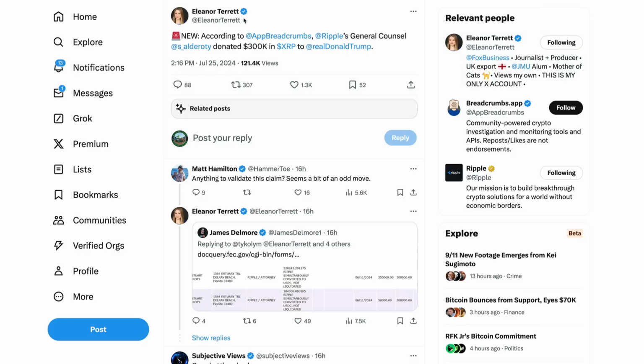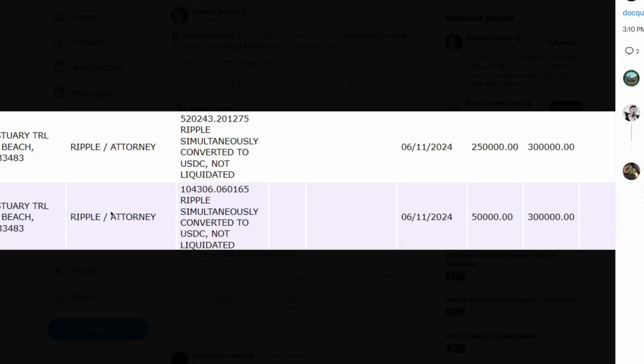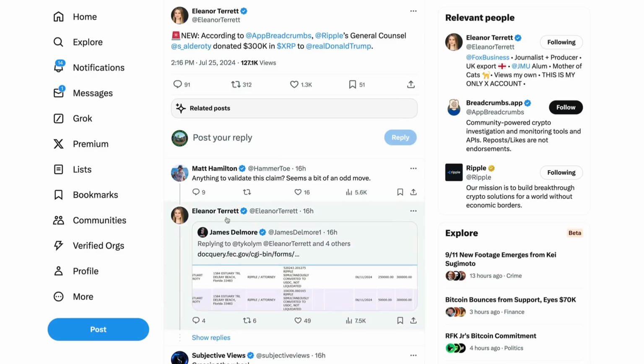So here is the original Eleanor Terrett tweet. You can see here Eleanor Terrett brought up the supporting documentation. Mr. Stuart Alderoty, Ripple attorney, looks as though he converted it. Okay, so maybe he did use the XRP to donate, but looks like he converted it to USDC, not liquidated, is at least what it says here. So interesting to say the least. Guys, see, XRP can be used for other purposes other than speculation.